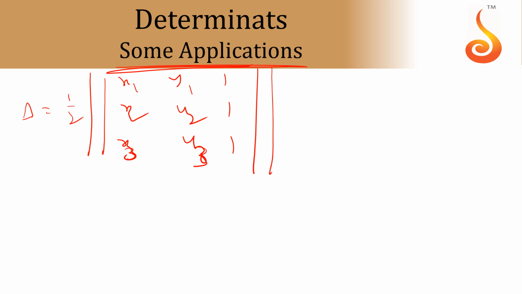So modulus is a must. Suppose the points are collinear, the area will be 0. So you can use this determinant technique to show the given 3 points are collinear.